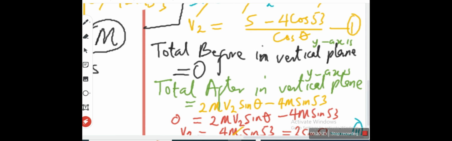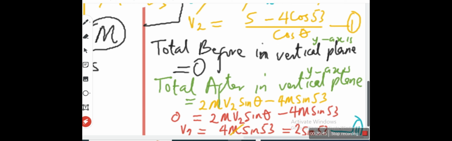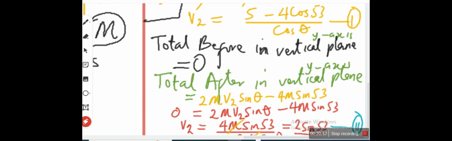See the two equations we have. Equation 1, V2 is what? This is 5 minus 4 cos 53 over cos theta. Equation 2, V2 is what? 2 sin 53 over sin theta. Both of them are V2. So you just equate V2 in equation 1 to V2 in equation 2 and solve.